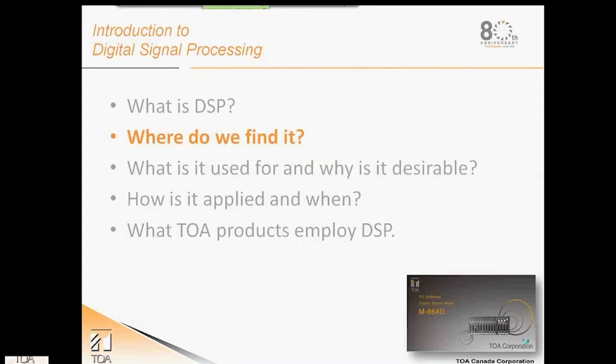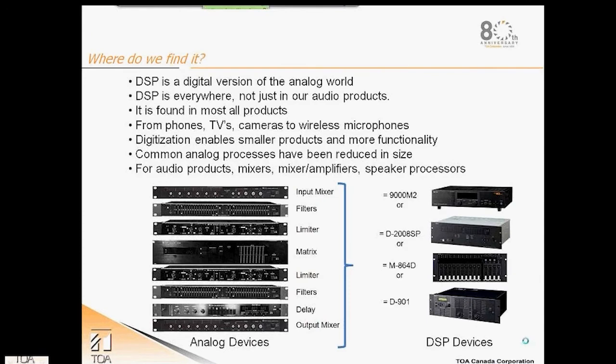Now that we have looked at getting our analog signal into the digital domain, where would we find such processes? DSP technology has been commercially available to the audio world since the early 1980s. In fact, TOA Corporation was the first to bring to market such a device called the Hysteresis. However, in today's world, DSP is not relegated only to the audio world. We find it in most everyday appliances around us.